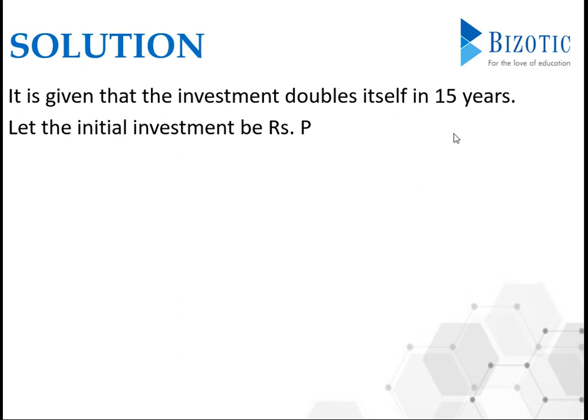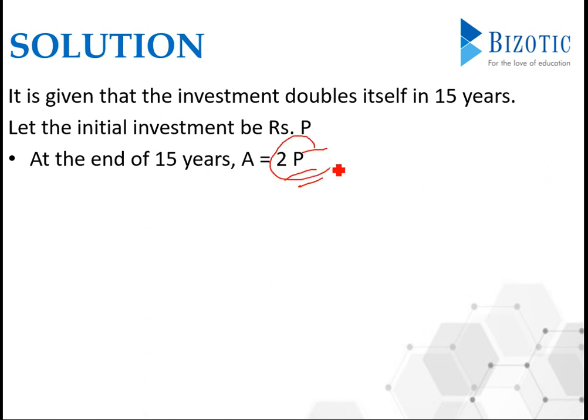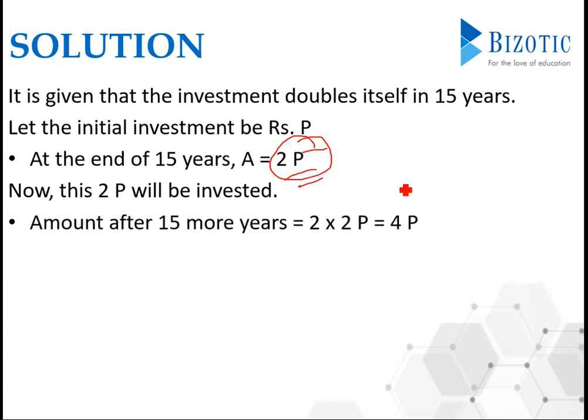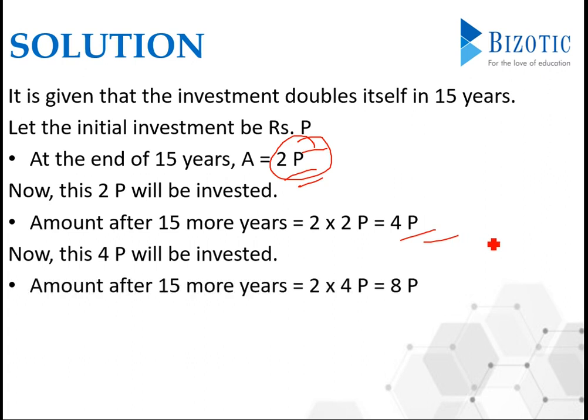Let the investment be P. So P, the principal amount, let's consider that itself as the investment. At the end of 15 years, A is equal to 2P. So the amount will be twice the principal amount. And now the 2P will be the investment. This 2P will be set into investment and that will become double. So 2 into 2P will be 4P. And now 4P will be the investment and that will become 4P into 2, which is 8P.